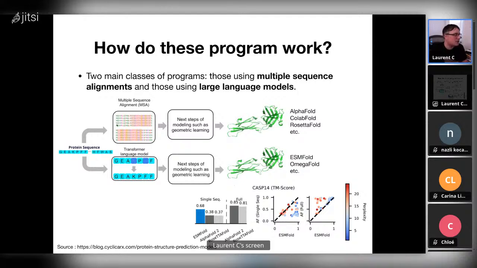In the case of programs that necessitate a multiple sequence alignment, much of the power of these techniques relies on the use of this alignment. So even though you will provide only one sequence, the program in the background will be looking for homologs of your protein of interest and generating this multiple sequence alignment. So this is the main type of program that we'll see, the programs that use multiple sequence alignment.